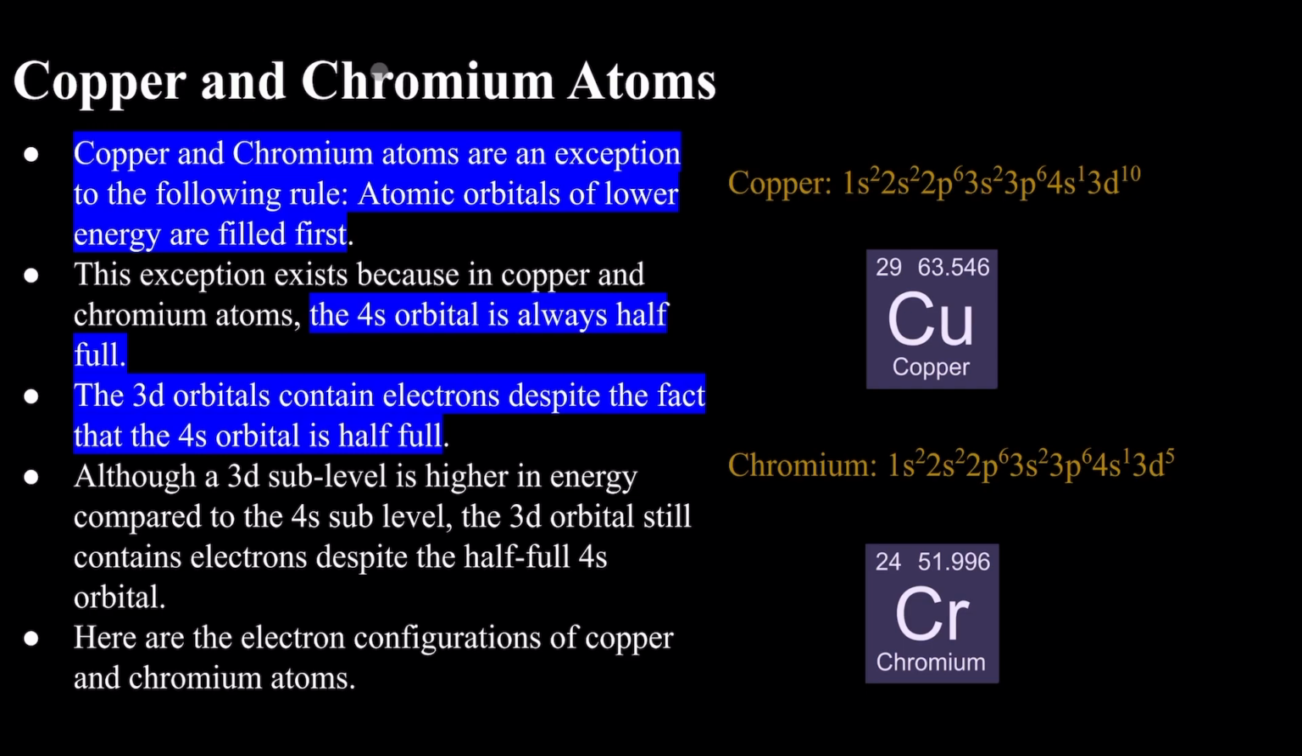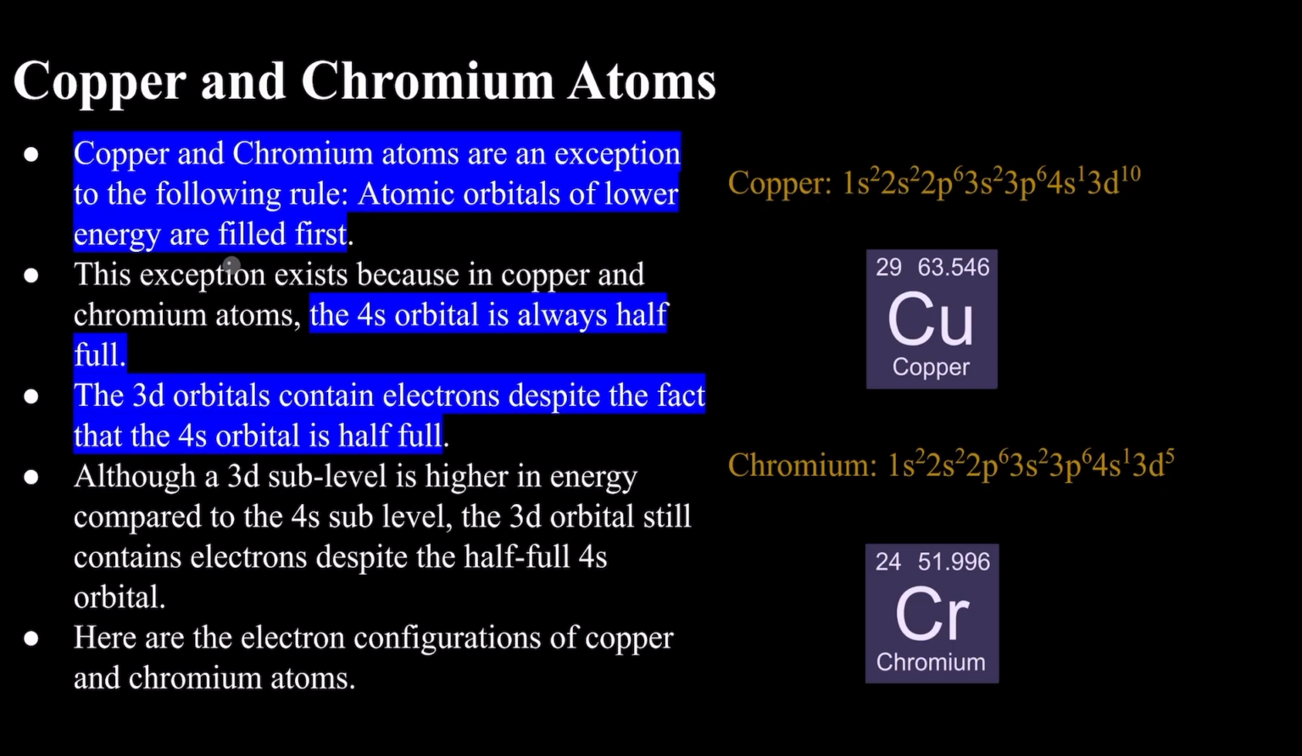The atoms of these two particular elements break this rule, and this exception exists because in copper and chromium atoms the 4s orbital is always half full, and the 3d orbitals contain electrons despite the fact that the 4s orbital is half full. We said before that the 4s and the 3d sublevels overlap, and the result was that the 3d sublevel becomes higher in energy than the 4s sublevel.